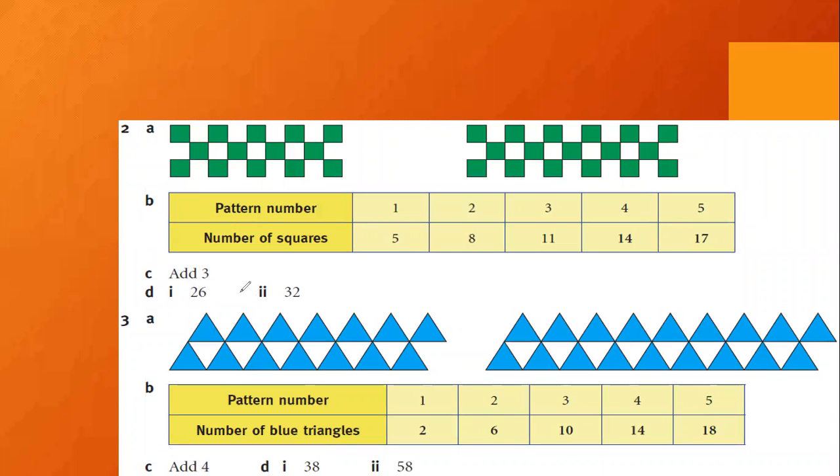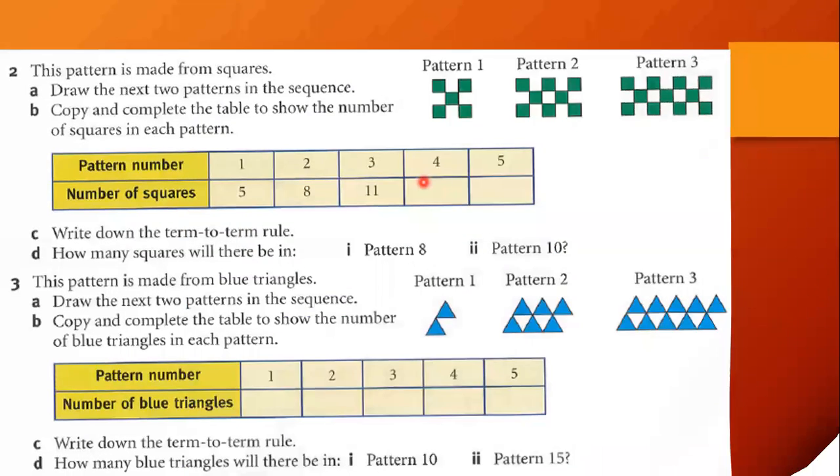Now likewise, what do you do next? Yes. Here he said the term to term rule. What is your term to term rule? That is you are adding 3. So we are adding 3 each time, so we will get the next number. And the last part is how many squares will there be in its pattern. In other words, he wants to ask us about the position to term rule.